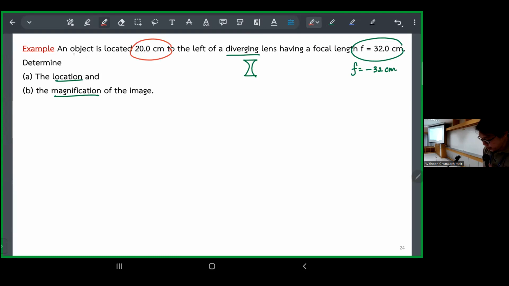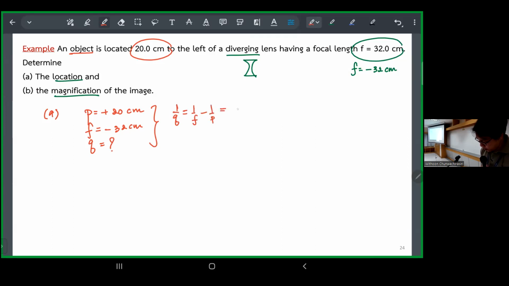Here we go. The object is located at 20 centimeters, so P is positive 20. When you have a single device, the object is always at a positive distance. The focal length, you already determined, is negative 32 centimeters. The image distance is the one that you want. So 1 over Q equals 1 over F minus 1 over P, which is 1 over negative 32 minus 1 over 20.